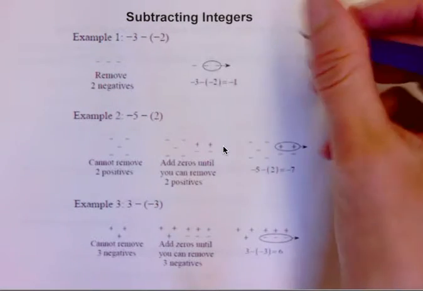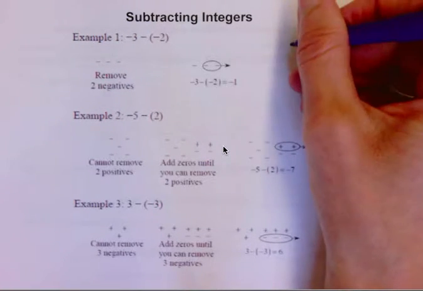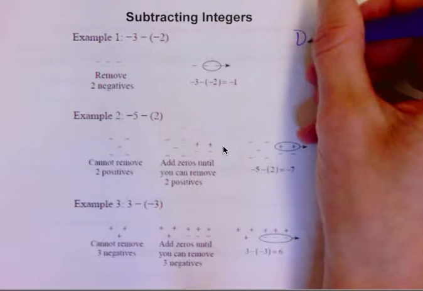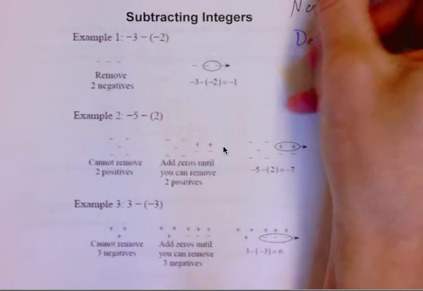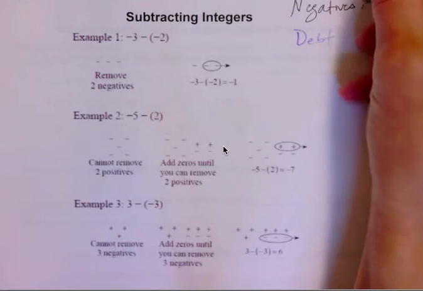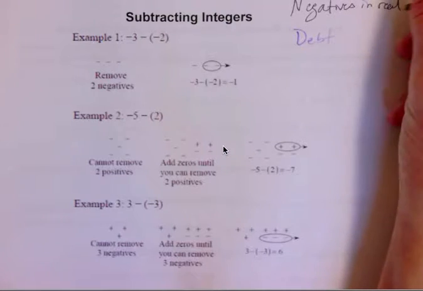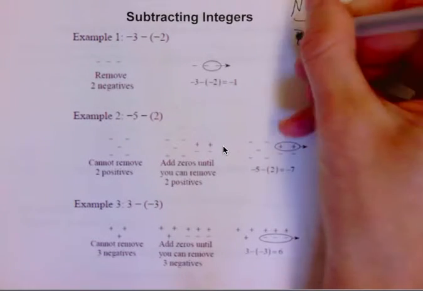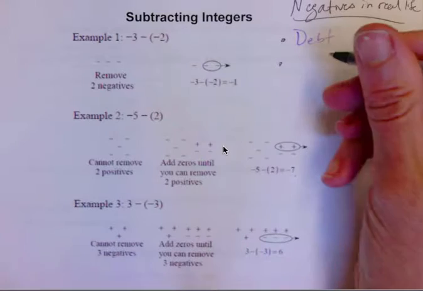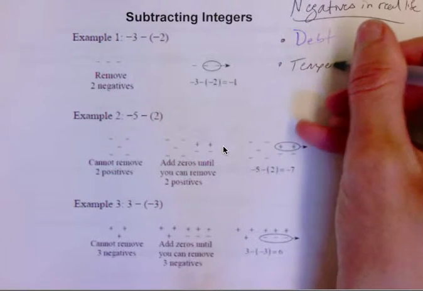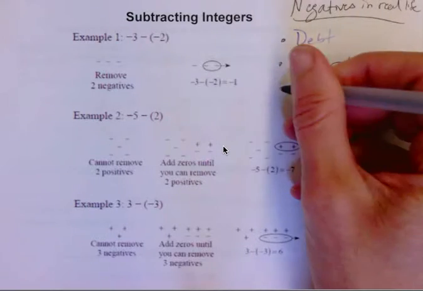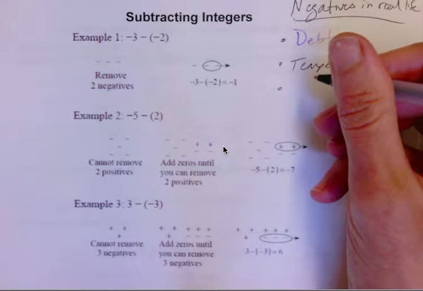Situations where negative integers come up would be like when we have debt. Oh no, my pen isn't working. So negatives in real life, and you can jot these down too: debt and temperature, and what else have we talked about?